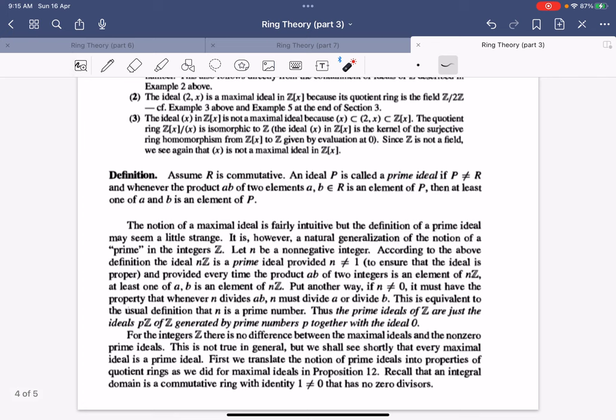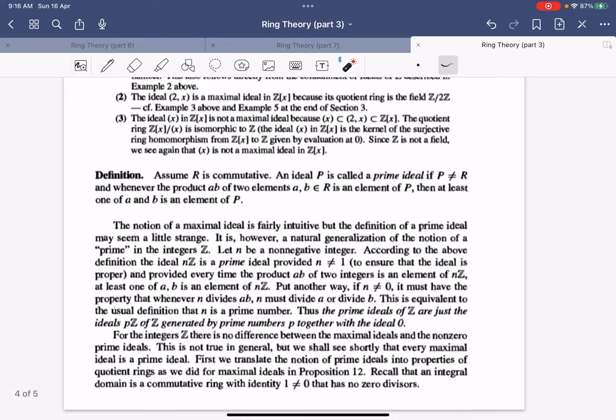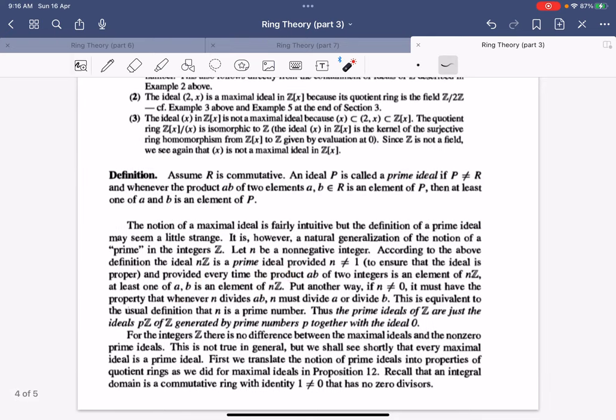And this is a generalization of the prime notion in the integers, where an ideal nZ is prime provided every time the product ab is an element of nZ, at least one of the elements a and b must be an element of nZ. And this is just saying that if n divides ab, n must divide a or divide b. And this is our definition of prime. And so the prime ideals of Z are just the ideals generated by some prime element.